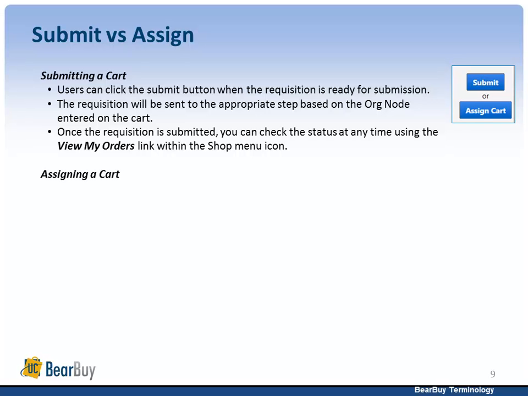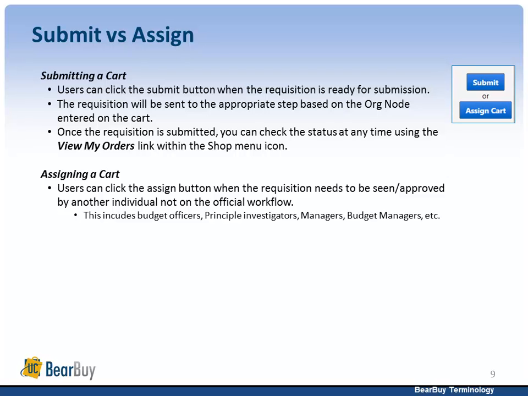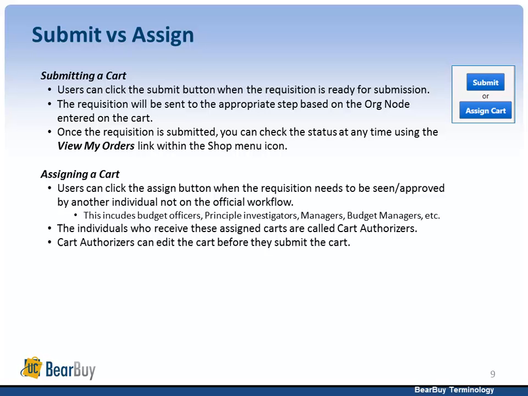When assigning a cart, users can click the Assign button when the requisition needs to be seen and/or approved by another individual not on the official workflow. This includes budget officers, principal investigators, managers, budget managers, and so on. Individuals who receive these assigned carts are called cart authorizers. This requires no additional role. Any shopper can be assigned a cart. Cart authorizers can edit a cart before submitting it.